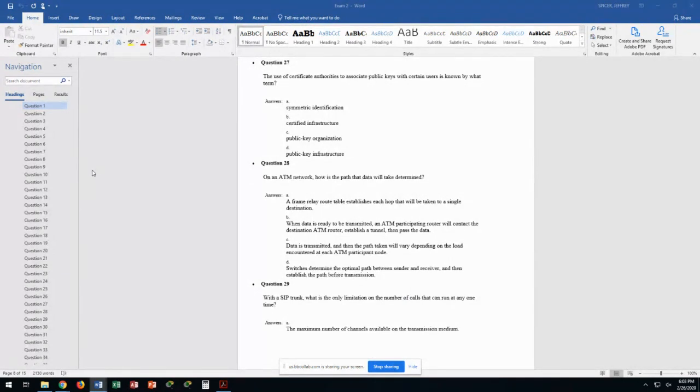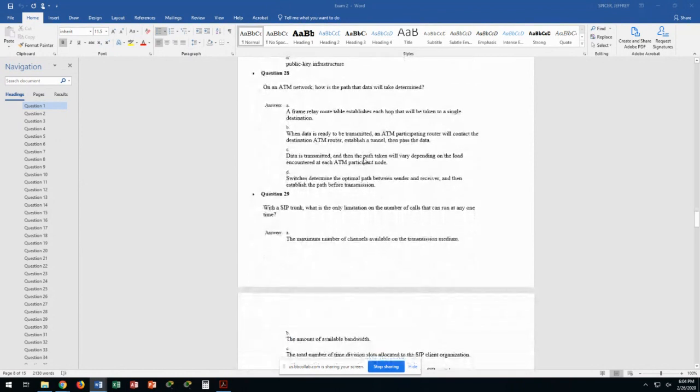Use of certificate authorities to associate public keys with certain users is known by what term? It's going to be public key organization. Infrastructure, yeah, thank you. Yes, public key infrastructure for 27.